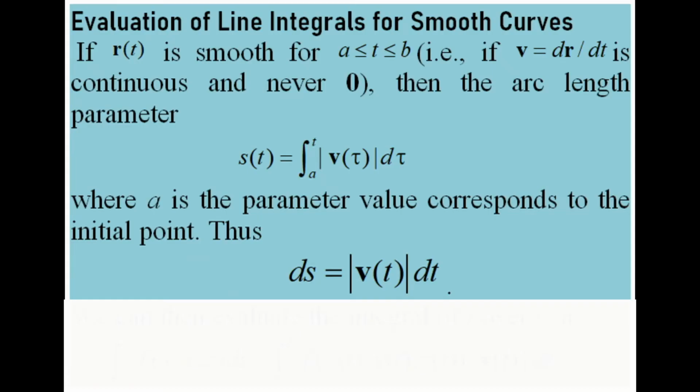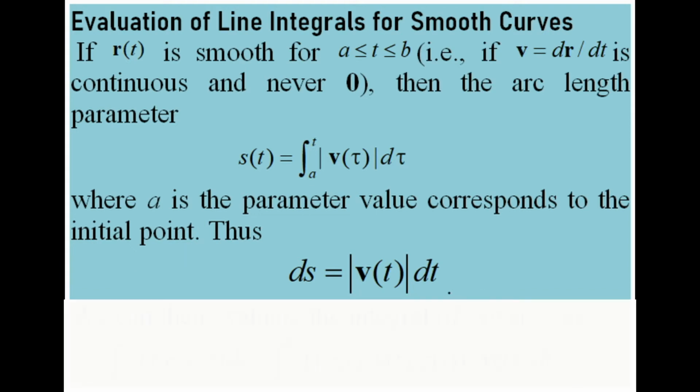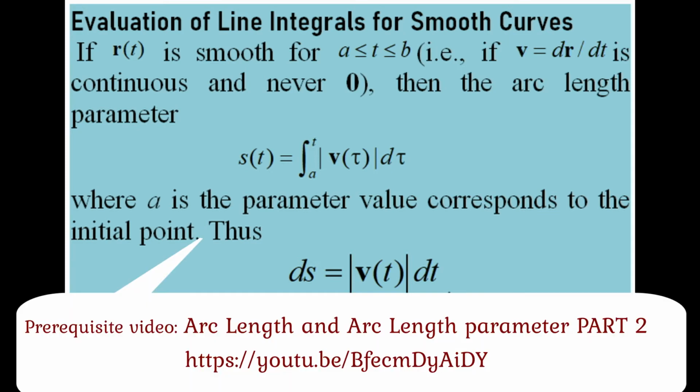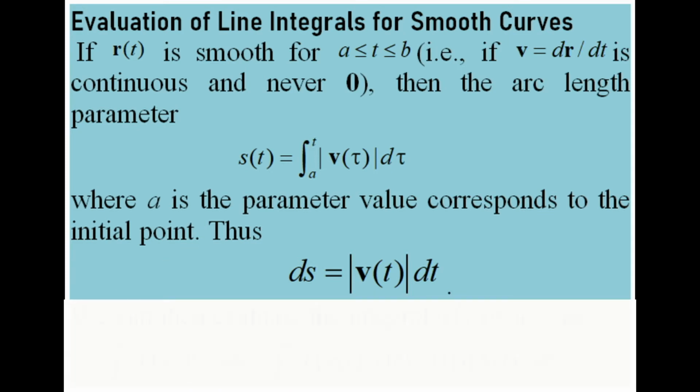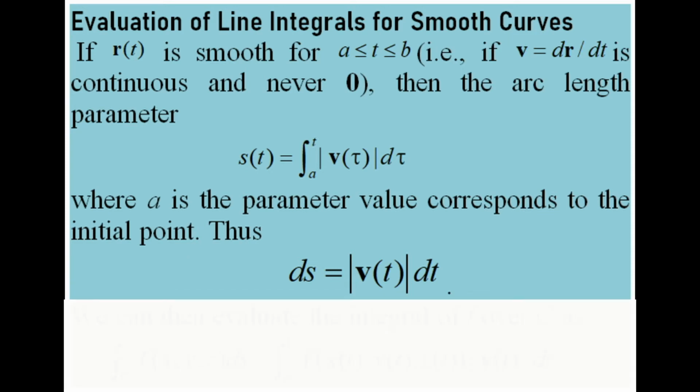If r of t is smooth for a less than or equal to t less than or equal to b, that is, if the vector valued function that represents the velocity, v equal to dr by dt, is continuous and never zero, then, referring to my video session on arc length and arc parameter, the arc length parameter is given by s of t equal to integral from a to t of absolute value of v of tau d tau, where the initial point corresponds to t equal to a. Using this, ds is equal to absolute value of v of t dt.